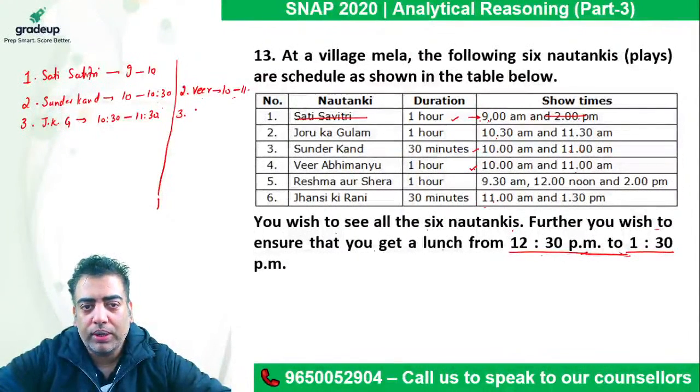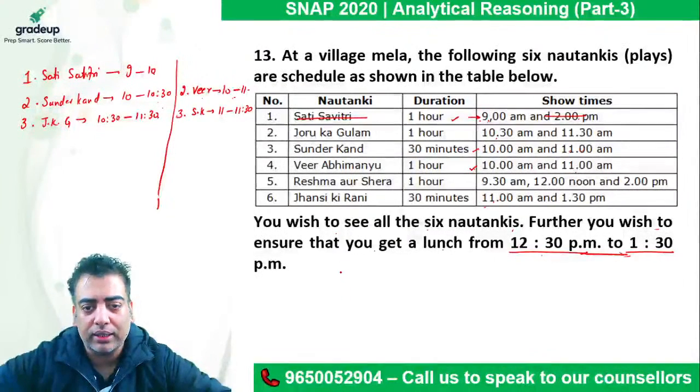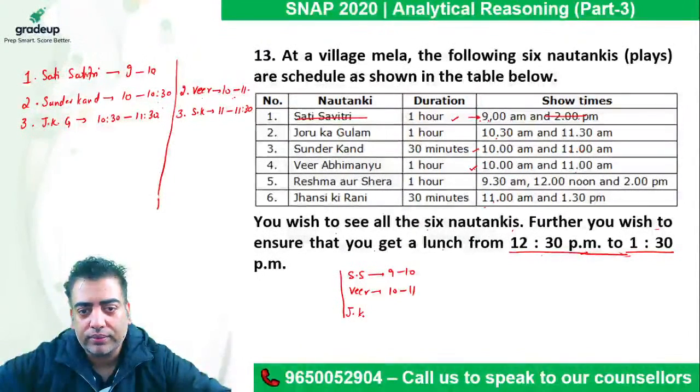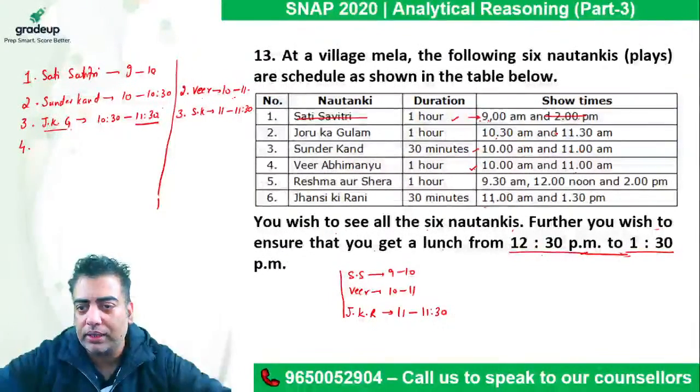All right. So if I watch Sundarkand here at 11, so it being a 30-minute show, I will be free by 11:30. So I am writing third case here. So first is Sati Savitri from 9 to 10, then Veer from 10 to 11, and then third can be Jhansi Ki Rani. So starting at 11, it being a 30-minute show, I will be free at 11:30. So now let's focus on the fourth one. Here I am free at 11:30. So this Joru Ka Gulam I have already watched in this case, so it will not be considered again.